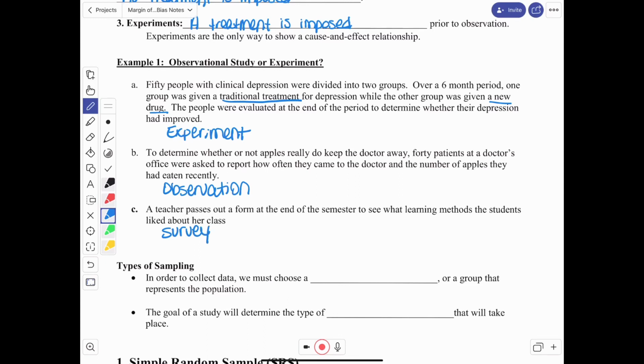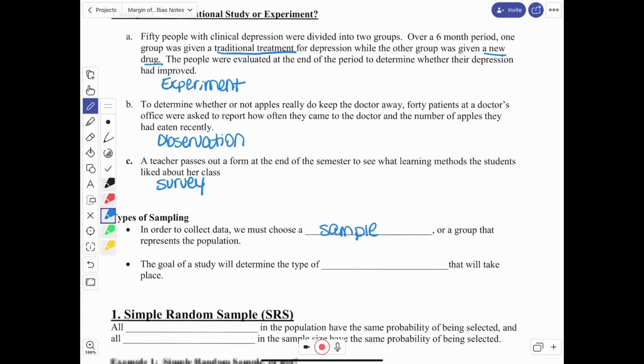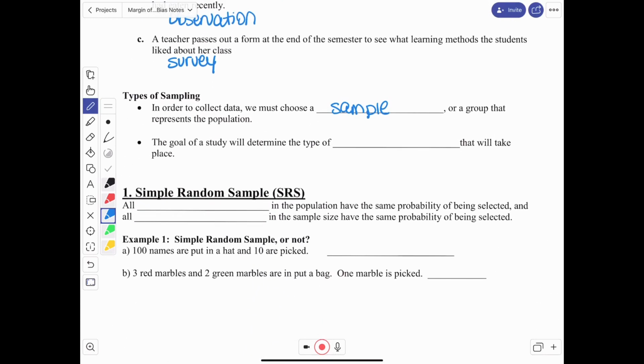Okay, so types of sampling. In order to collect data, we must choose a sample or a group that represents the population. And the goal of the study will determine the type of sampling that will take place. And this is where that information can either go good or go bad, because the type of samples that people collect can all affect your information, whether they collect good samples or whether they collect bad samples.